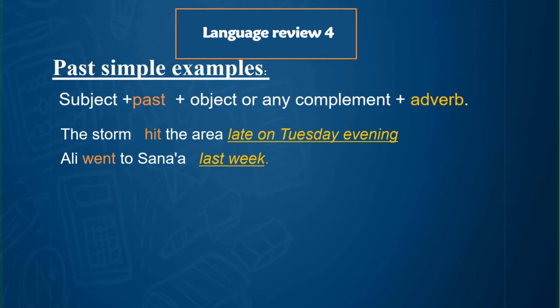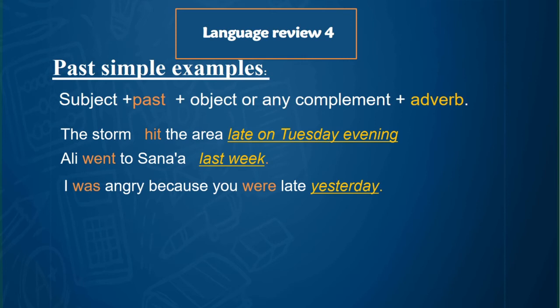Ali went to Sana'a last week. Went, not have gone. Why went? Because last week tells us when Ali went to Sana'a. I was angry because you were late yesterday. You were late yesterday here tells us to use the verb to be in the past simple. Was for I and were for the pronoun you. Okay, I was angry because you were late yesterday.